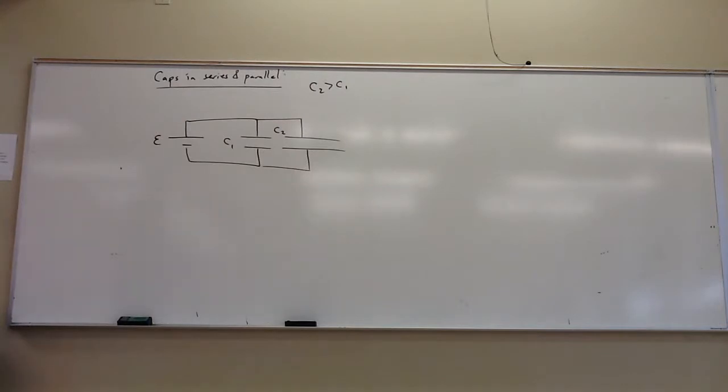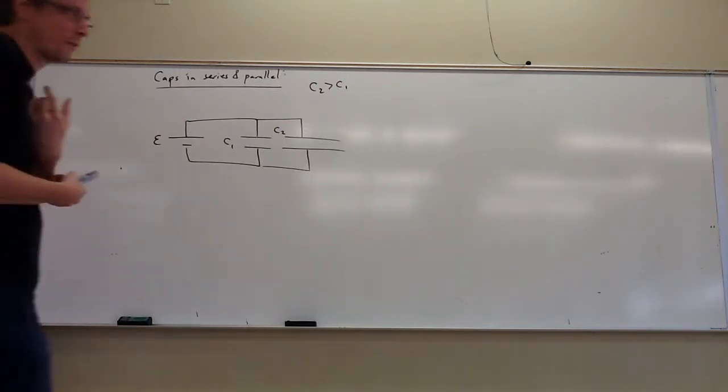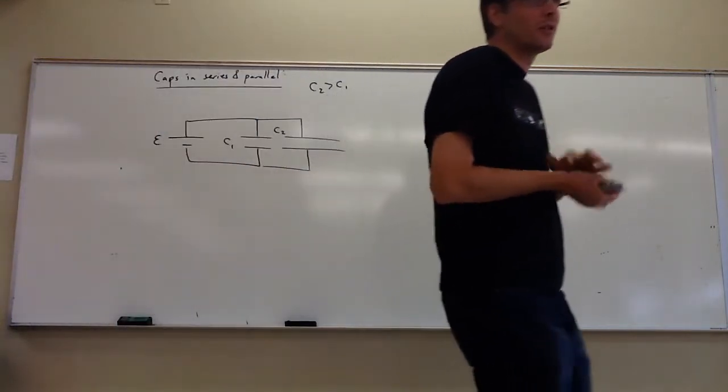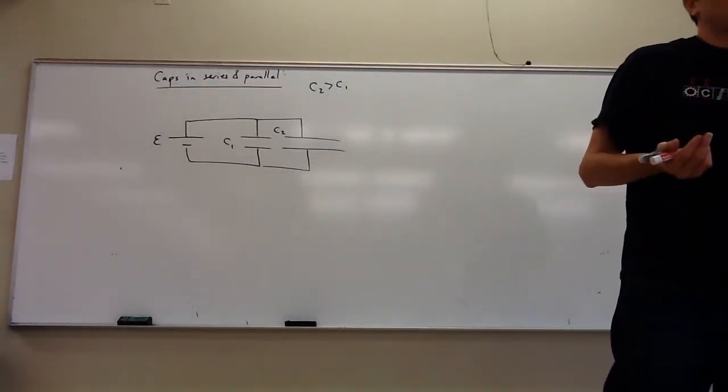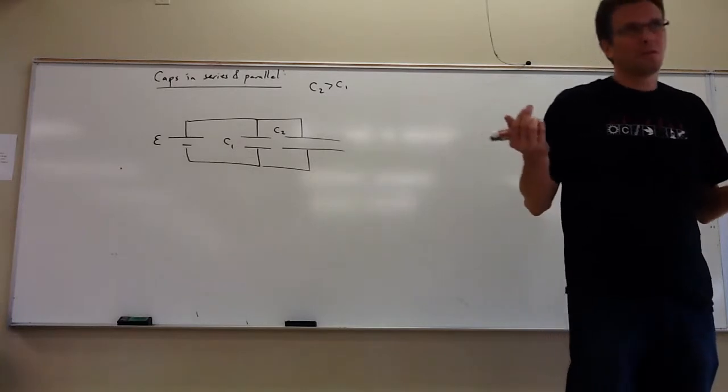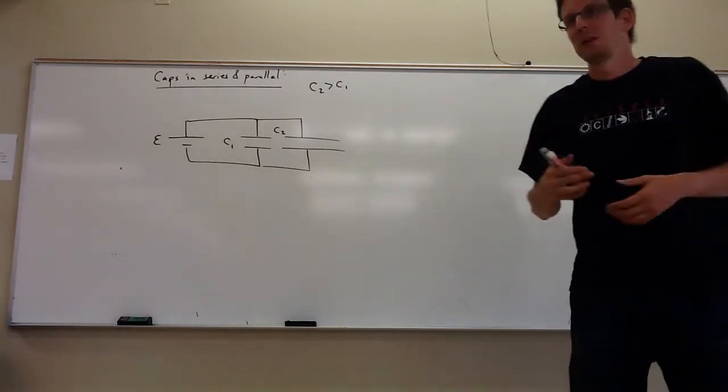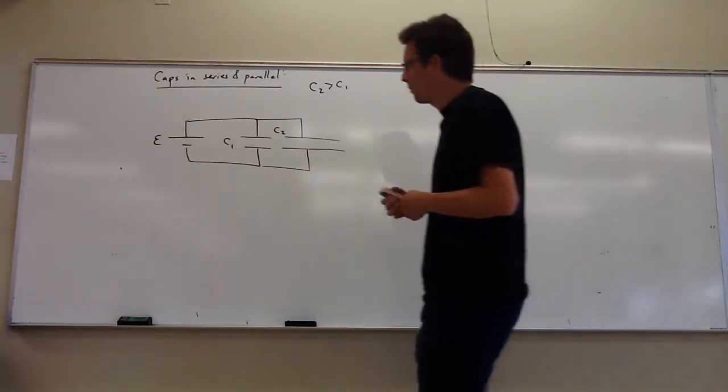Now, I could, of course, have a larger capacitance value for many different reasons. It could have a better dielectric, or the plates could be closer together. But I'm choosing to represent it by the fact that the plates have a larger area. Okay? So let's think about what happens here.